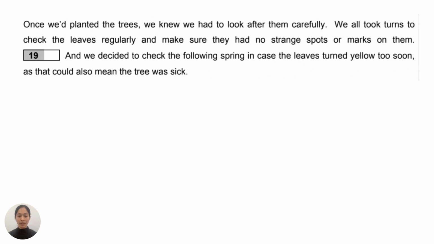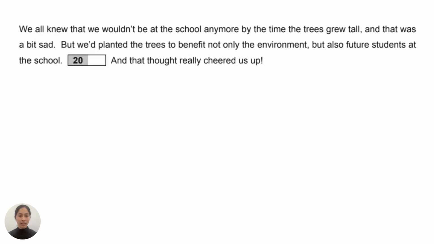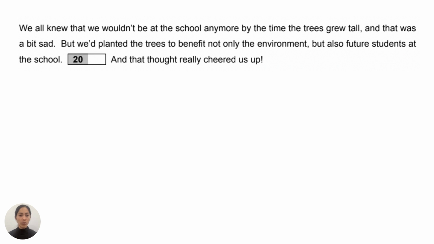Okay, next. Last one. We all knew that we wouldn't be at school anymore by the time the trees grew tall. And it was a bit sad, but we planted the trees to benefit not only the environment, but also future students at the school. Missing sentence: and that thought really cheered us up. So it's talking about who could benefit from the trees, the future students.